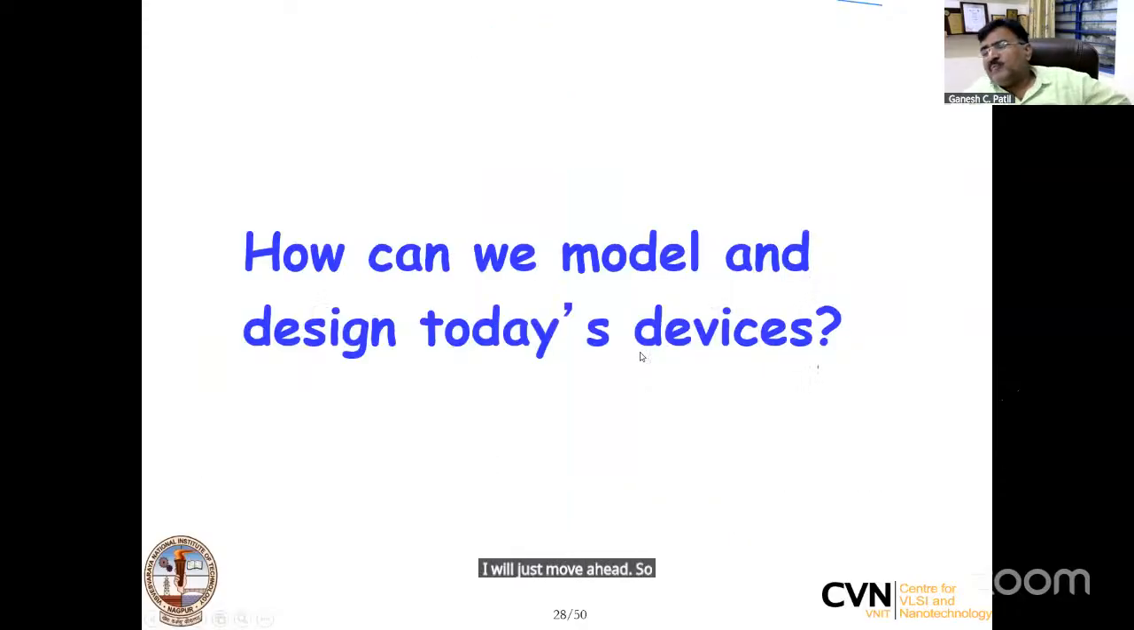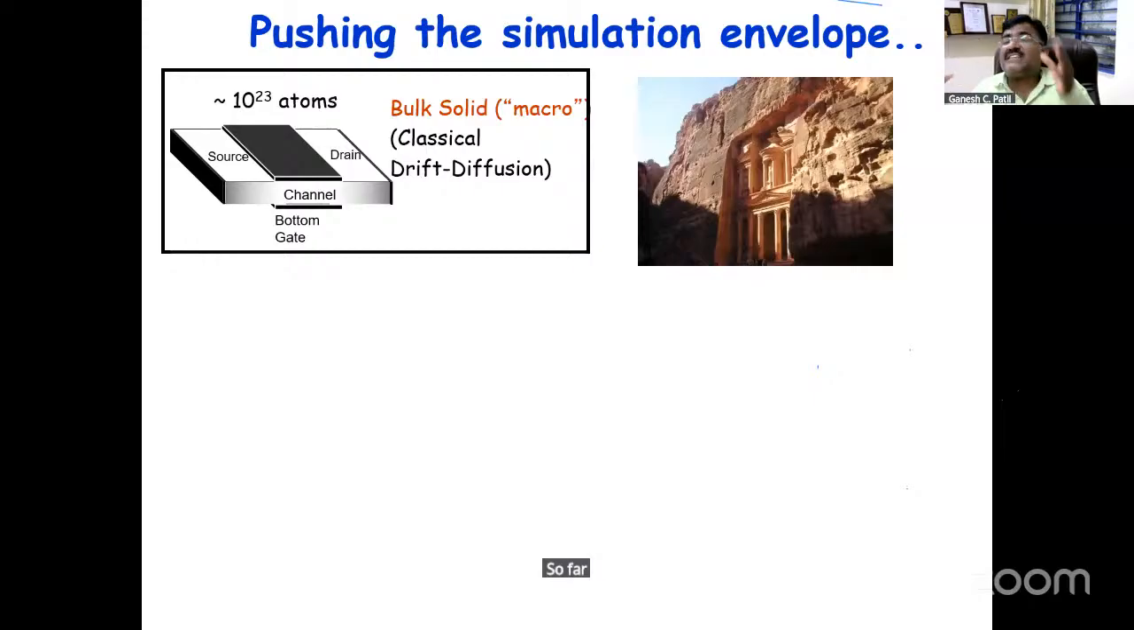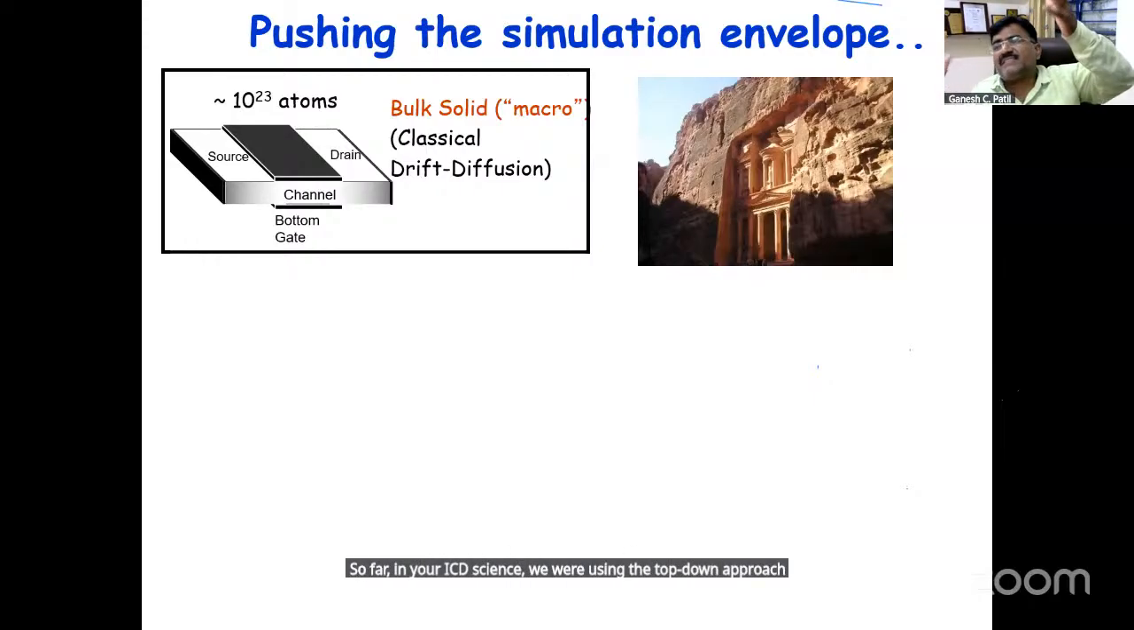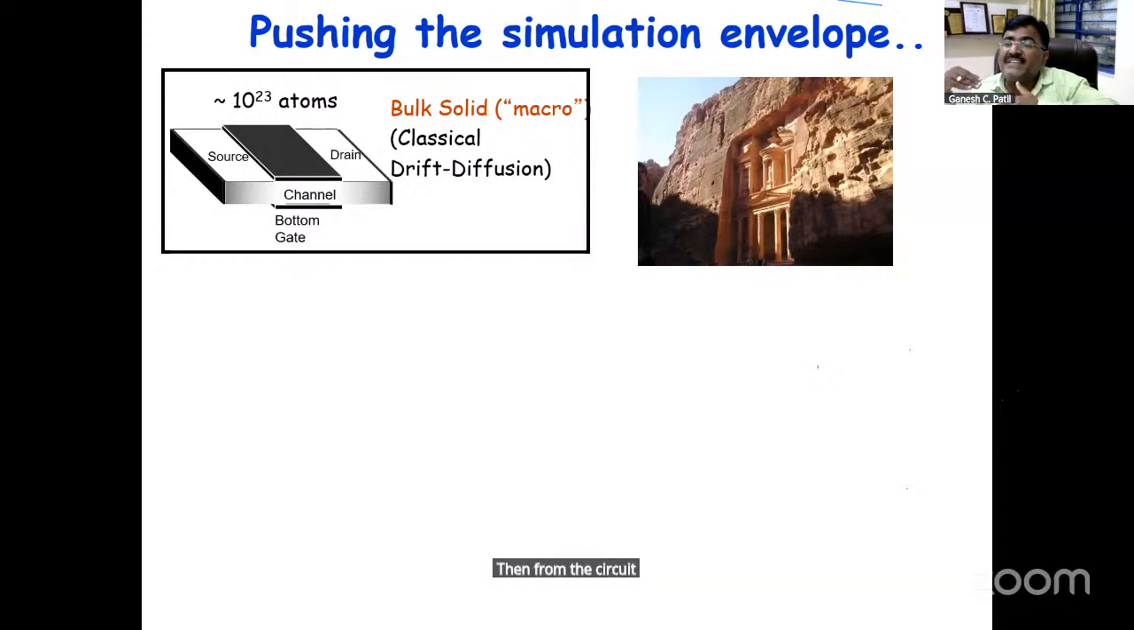So how do you model today's semiconductor devices? So far in your IC designs, we were using the top-down approach. I will just give an example. We were thinking about the system, then we go to the circuit, then from the circuit we go to the device like the transistor. That is the top-down approach. So far we were using the top-down approach. But for the upcoming era, this top-down approach will not be worthwhile. We'll have to go with the bottom-up approach.